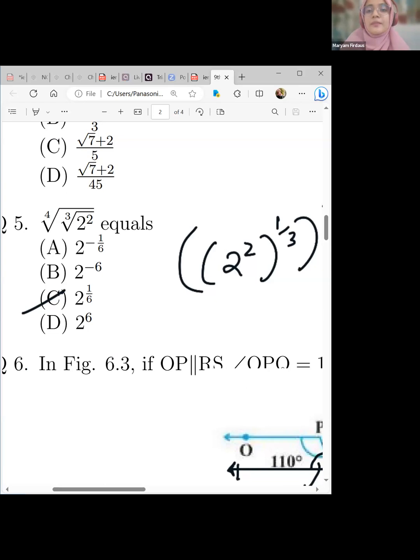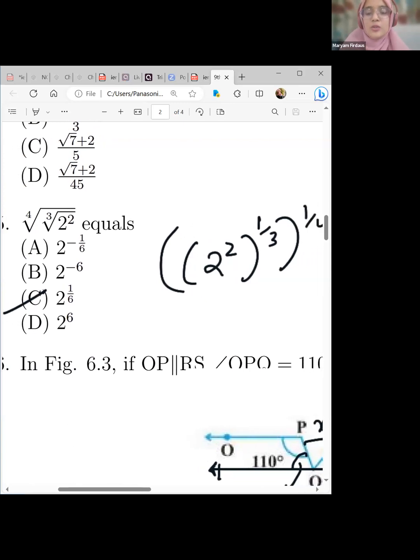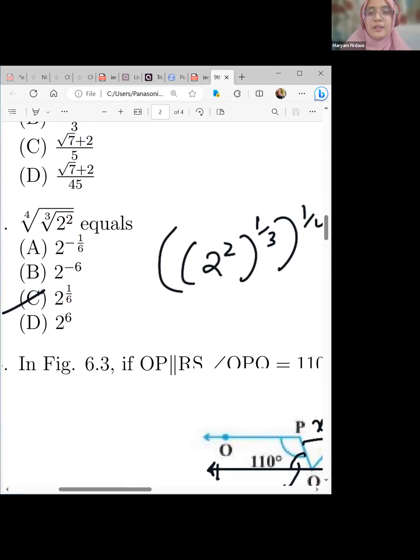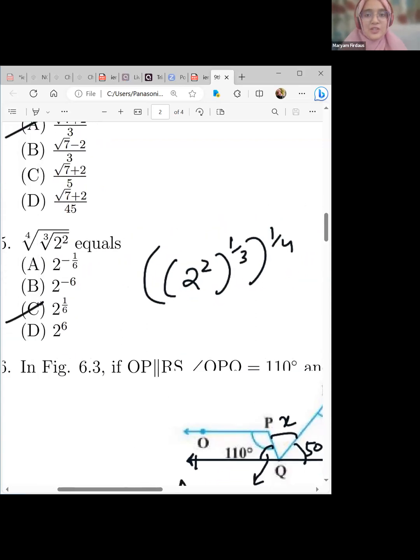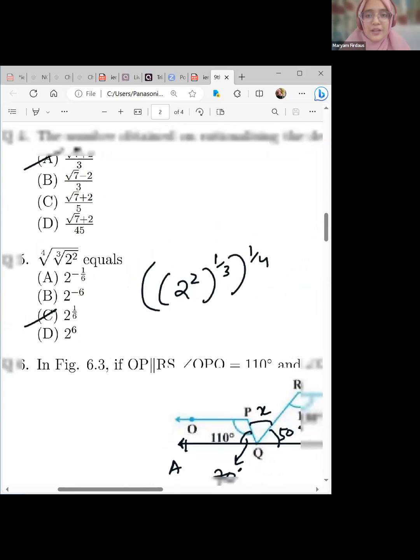Look, this 2 square cube root of that and then fourth root of that. So see, 2 square cube root of that, right? Cube root basically means 1/3. Square root means 1/2. Fourth root means 1/4. So that becomes a fraction.